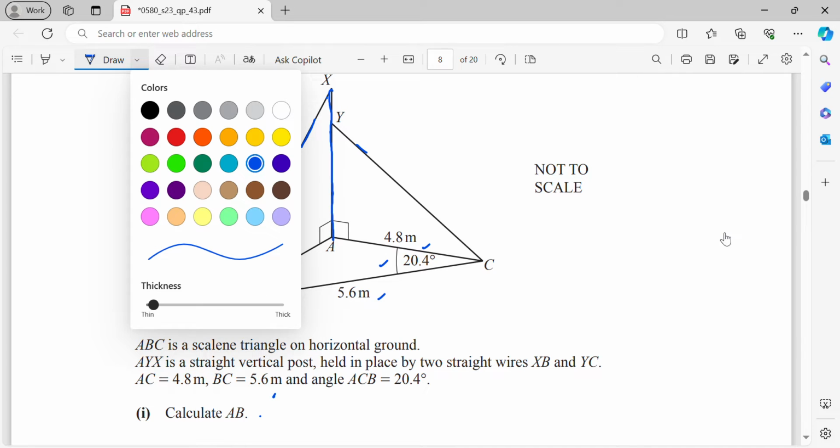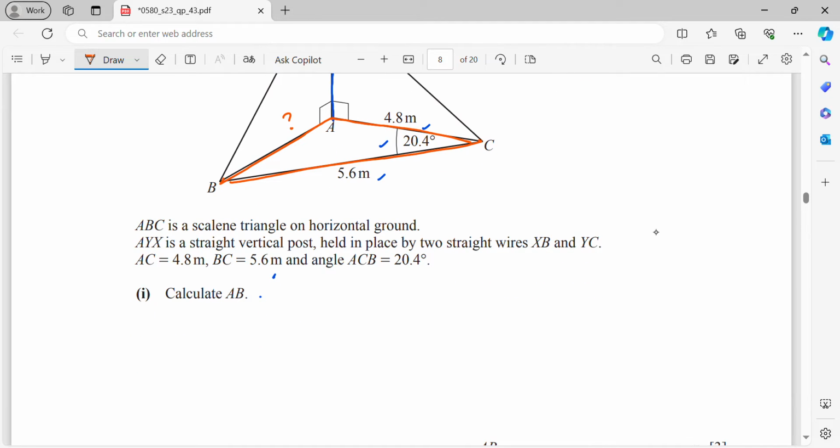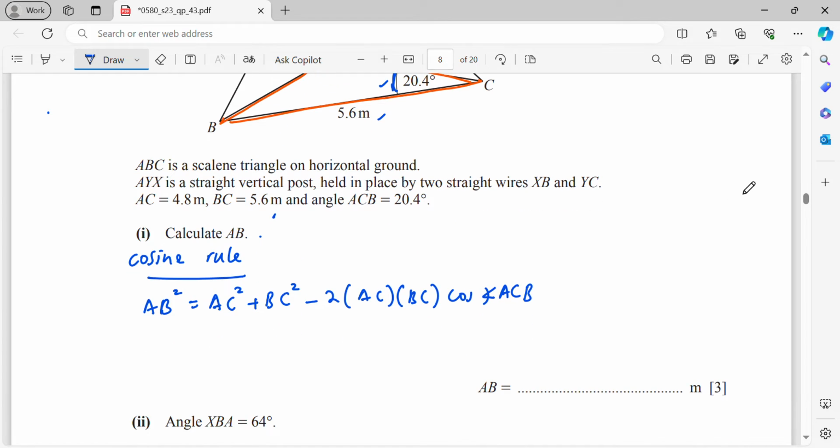So to calculate AB, you can refer to this triangle. Since in this triangle you are given two sides and one angle, and I need to find AB, I can just apply the cosine rule. As long as the angle opposite to the side is given, I will start with the side: AB squared equals AC squared plus BC squared minus 2 times AC times BC times cos angle ACB.